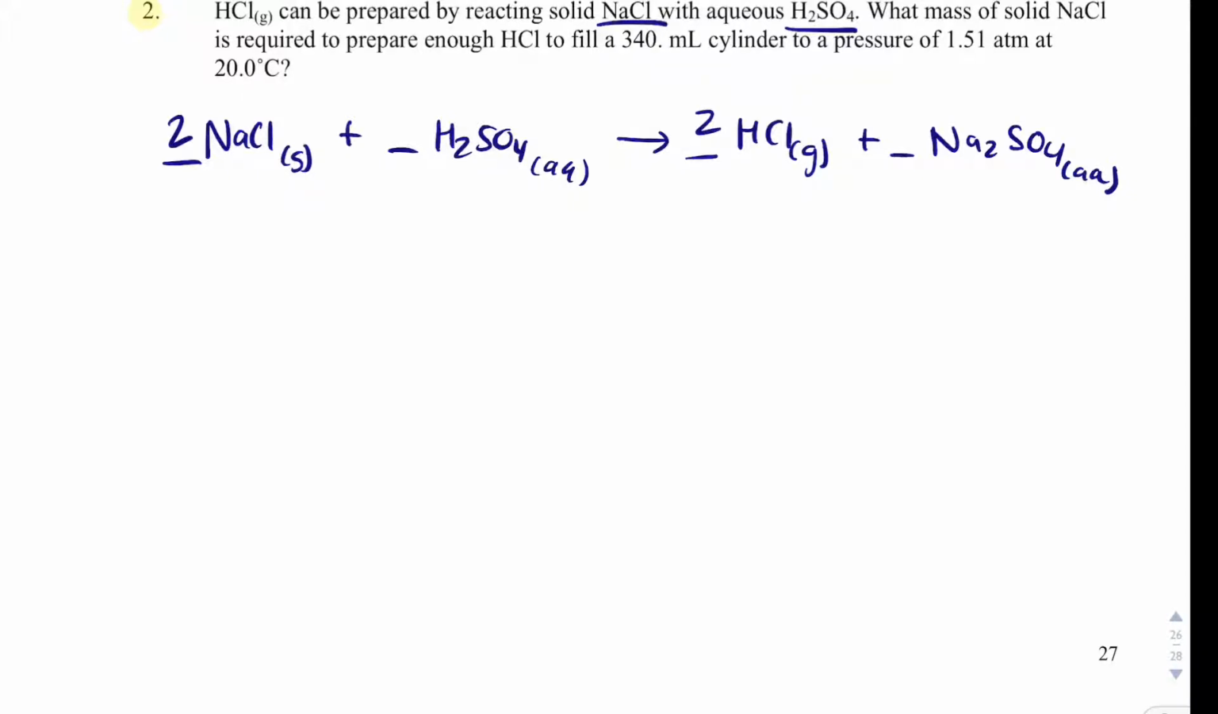Okay. We want to know what mass of NaCl. So we're ultimately going to need to get back there, and we want grams of that. What mass of that is required to produce enough HCl to fill 340 milliliter cylinder at a pressure of 1.5 atmospheres at 20 degrees Celsius. So 20 degrees Celsius, that is going to be 293 Kelvin.